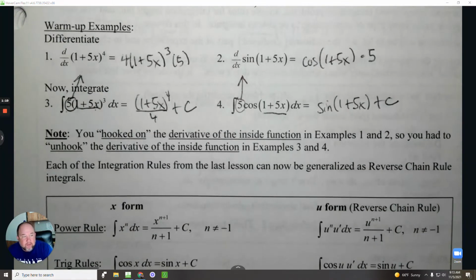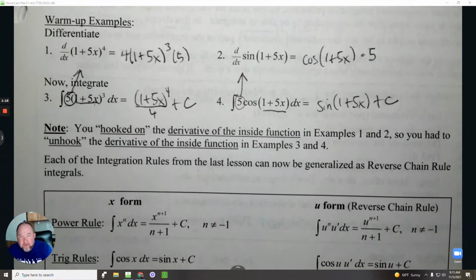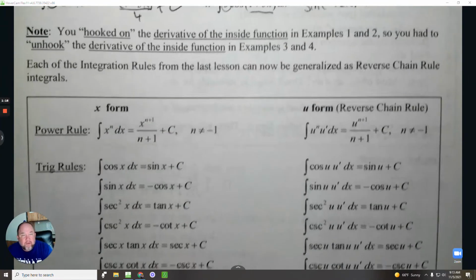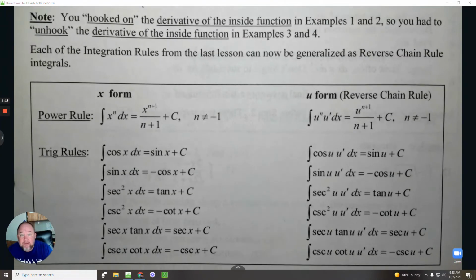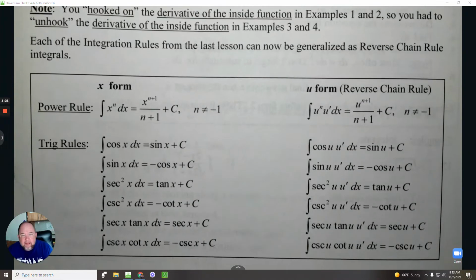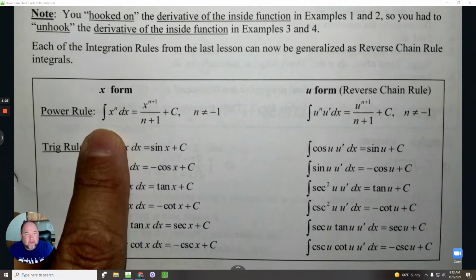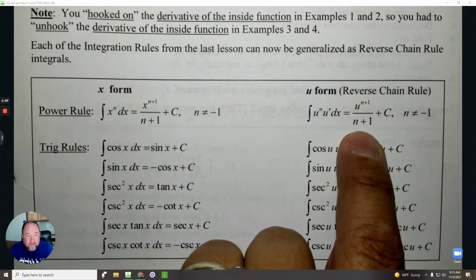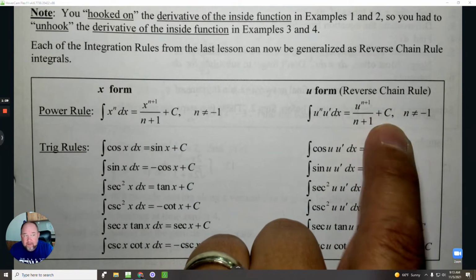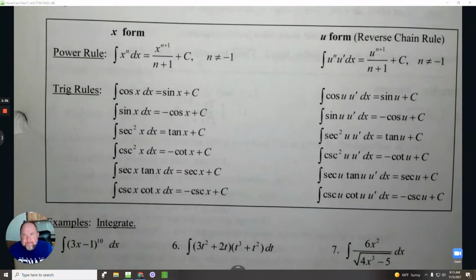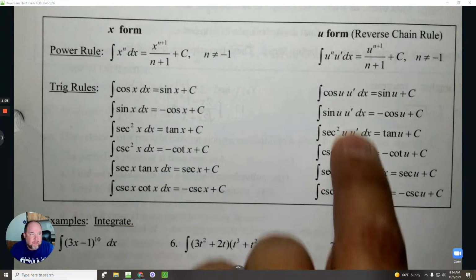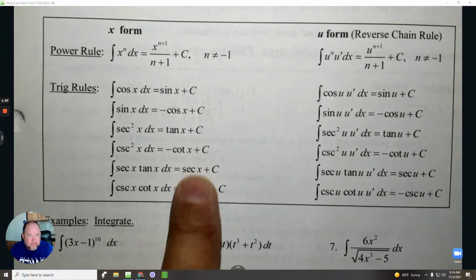You hooked on the derivative, so you had to unhook when you go in the other way in examples 3 and 4. Each of the integration rules from the last lesson now can be generalized as the reverse chain rule. And so here we had the power rule. Here's the general one with the hook. The same idea is where you add 1 to the exponent and then divide, and then don't forget the constant. Trig rules are all here. And then these are the ones with the hooks. Same idea for us for reference.